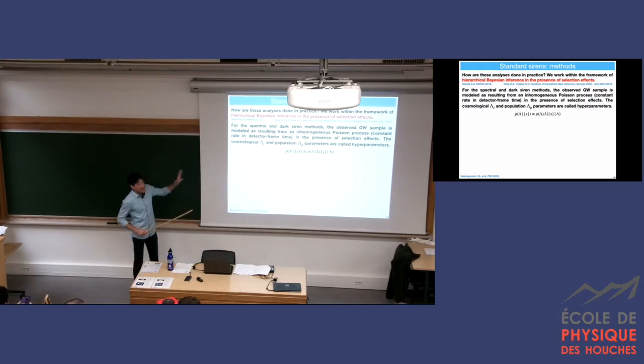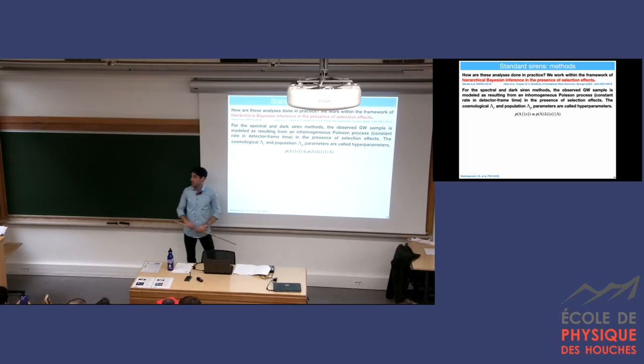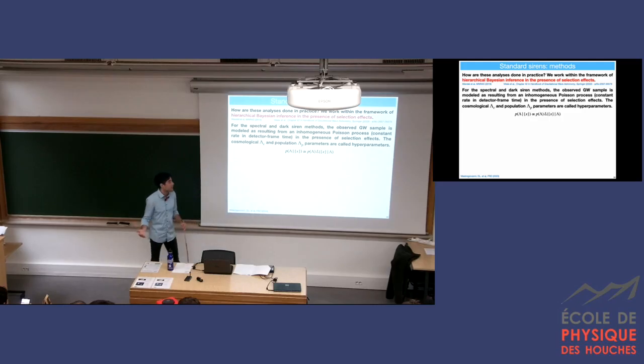So, for the spectral and dark siren methods, what we say is that the GW sample that I have, for example, I observed 50 GW sources, actually 140, say, is modeled as an inhomogeneous Poisson process, which is constant in rate in detector frame time, in the presence of selection effects. Selection effects here mean that our detectors have a finite sensitivity. And so there will be some sources which will be easier to detect and others which will be harder. And we have to account for this, because otherwise, if you are inferring population properties, we might get biases. And this is similar to the Malmquist bias that affects EM observations.